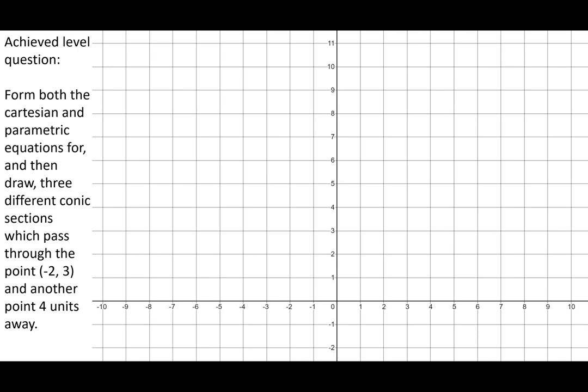Alright, so today we need to form three different conics which pass through the point -2, 3 and another point 4 units away. So if I first plot -2, 3, that's going to take me here. And then another point 4 units away, which you can go up, down, left or right, doesn't really matter. In this case, I think I'm going to go to the left, 1, 2, 3, 4. So my second point here will be -6, 3.